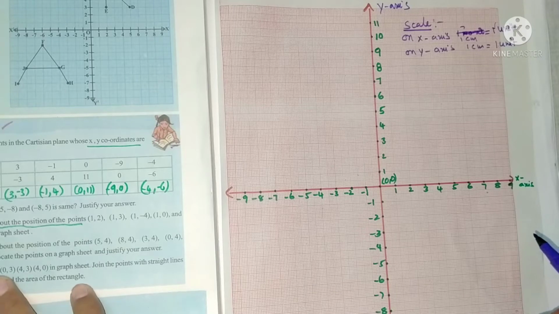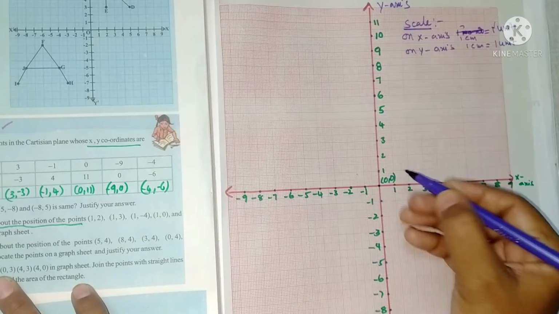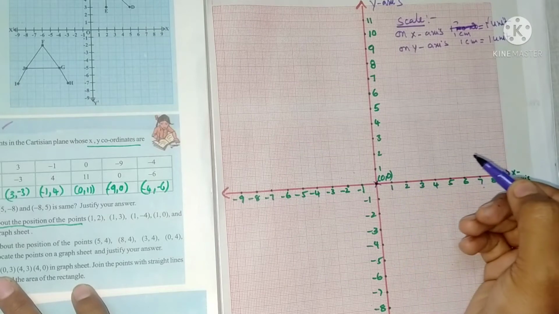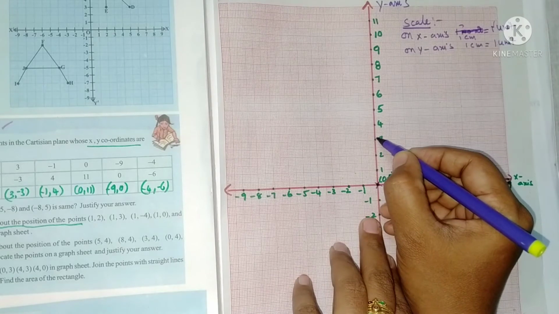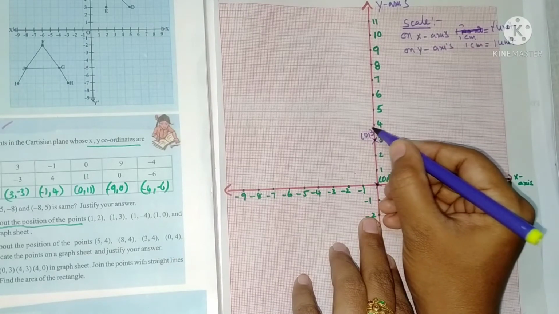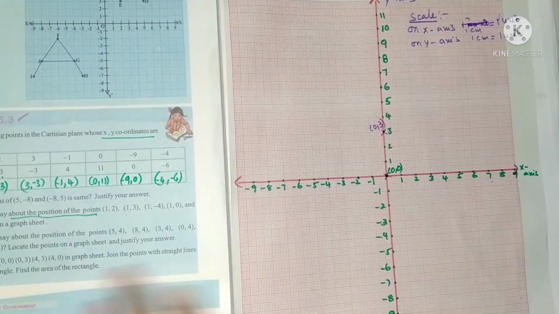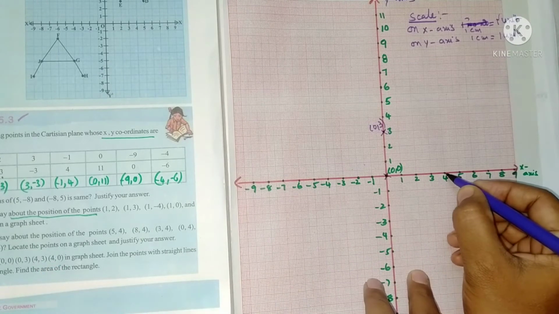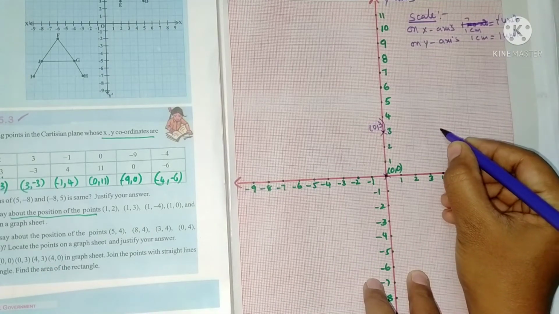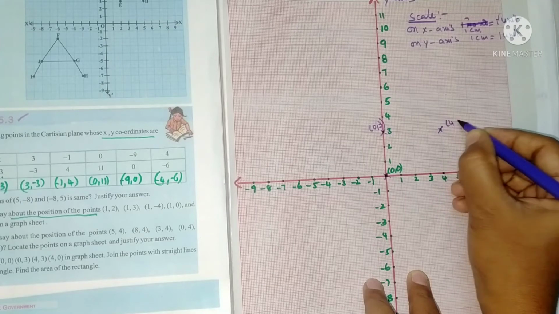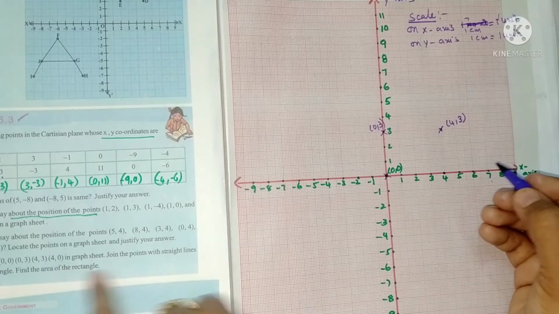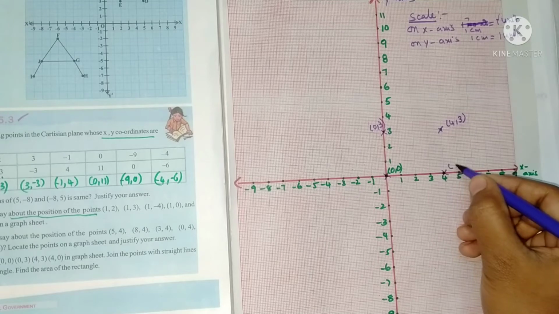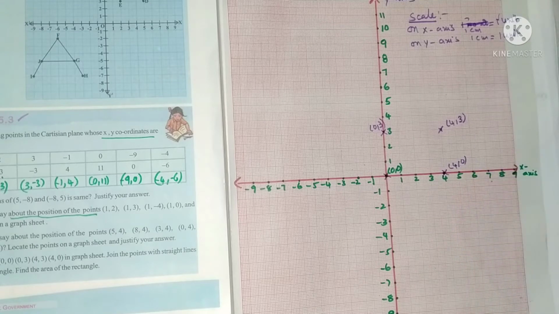Okay, here the first one is 0, 0. So this is 0, 0. And the second point is 0, 3. x is 0 means it lies on the y-axis. It is 0, 3. Next 4, 3. That means on the x-axis 4 and on the y-axis 3. So it is 4, 3. Now 4, 0. x is 4 and y is 0, so here only 4, 0.